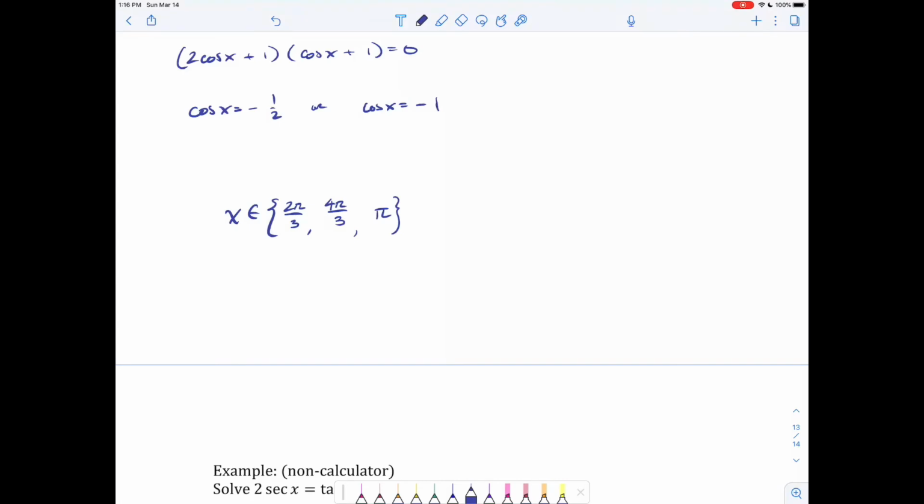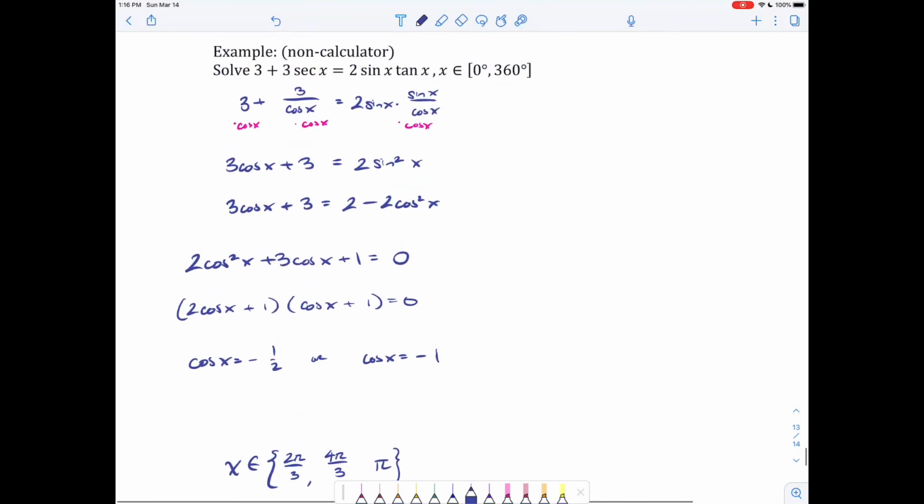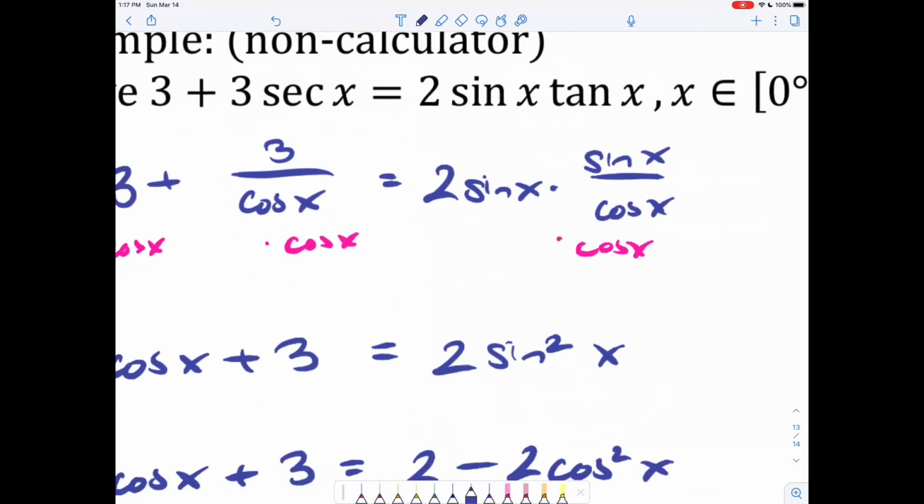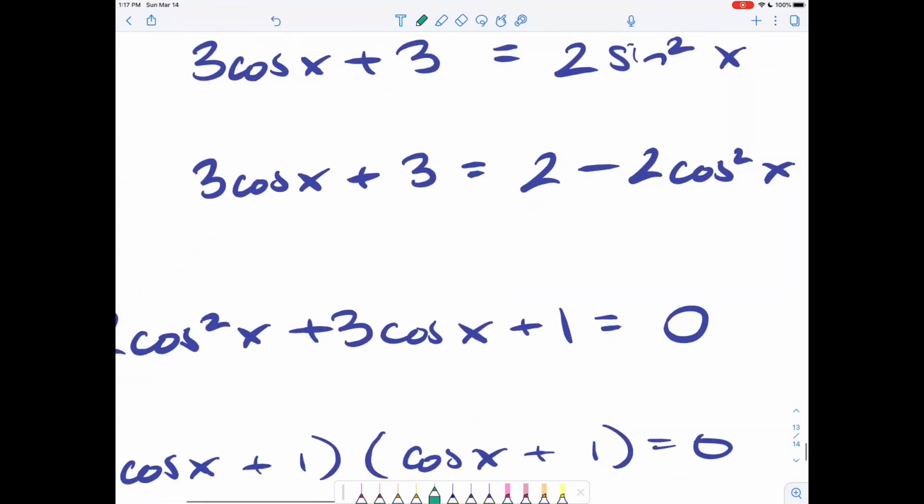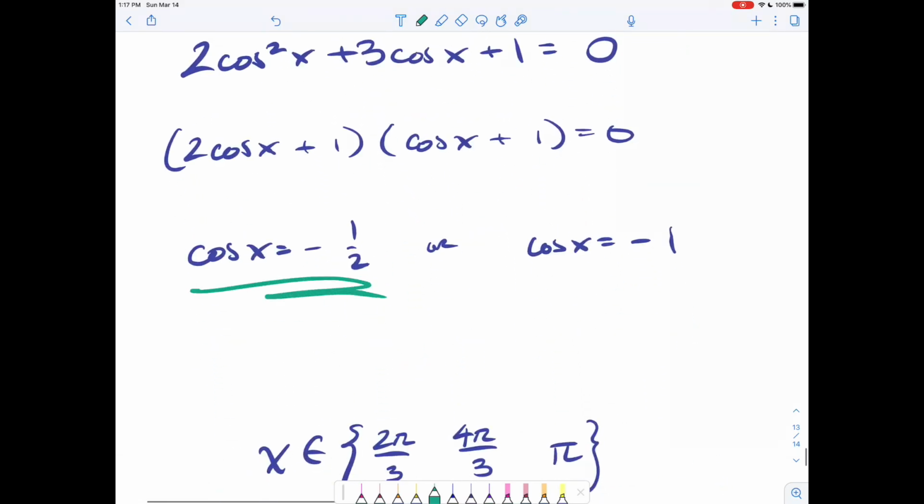Only thing to potentially watch out for here is the possible existence of non-permissible values, just because secant of x has non-permissible values, and it's essentially wherever cosine of x is equal to 0. Because as we can see, if cosine of x is equal to 0, then we are dividing by 0, and that would be bad. And similarly here, if cos of x is equal to 0, that means we're dividing by 0. That would be bad. Fortunately, we don't have any solutions where cos of x is equal to 0. We have a solution where cos of x is negative a half and cos of x is negative 1. But not where cos of x is equal to 0, so we don't have to worry about that at all.